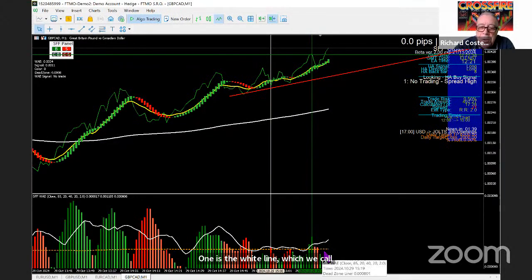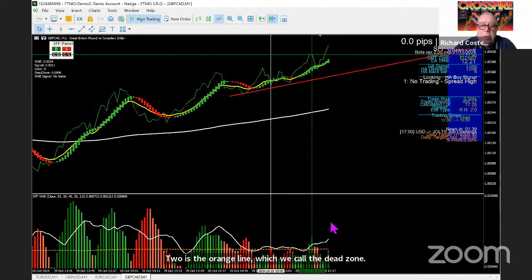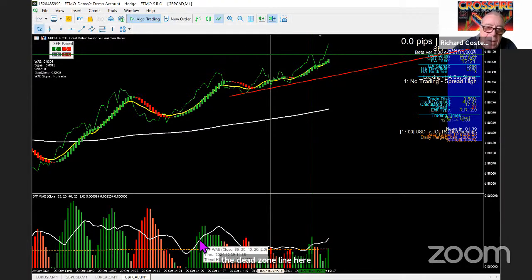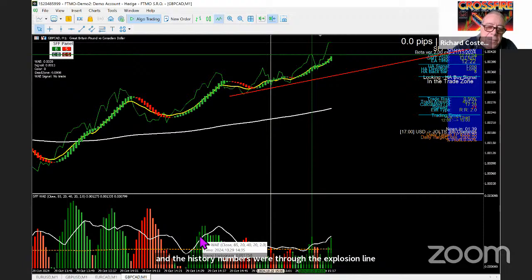2 is the orange line, which we call the dead zone. And 3 is the histogram bars. What I'm looking for is this scenario. If the explosion line was above the dead zone line here and pointing away from it, and the histogram bars were above the explosion line, then I would consider getting in for a buy. If the histogram bars are green, we're looking at a buy. If the histogram bars are red, we're looking for a sell.